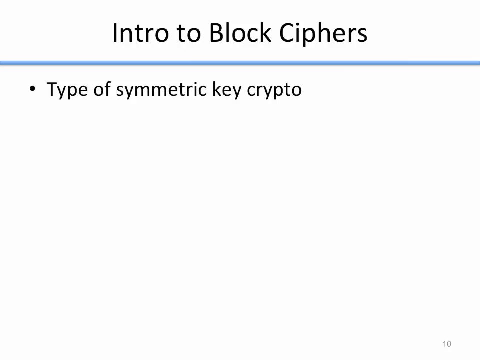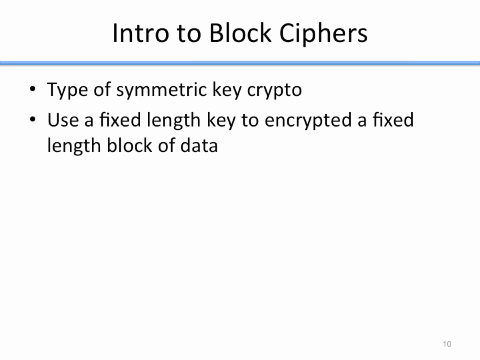Okay, so that's stream ciphers. You input a key, you get a stream of bits, you do an exclusive OR operation to do encryption and decryption. Another type of symmetric key cipher is a block cipher. Now, a block cipher uses a fixed length key to encrypt a fixed length block of data. So the stream cipher had no limit on how much data you could encrypt. You just generate more key stream and do a bigger exclusive OR operation.